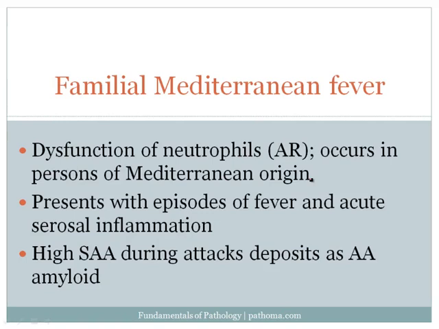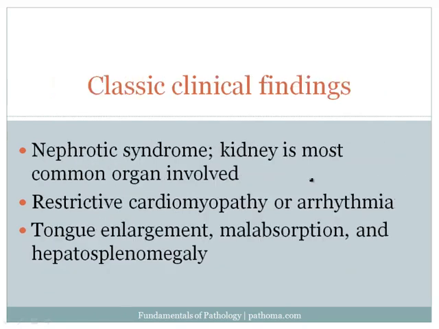Now, what's important for this particular discussion is that when a patient has an attack, there's going to be a lot of inflammation. A byproduct of that high inflammation will be production of acute phase reactants, and one of those acute phase reactants is SAA. And so if SAA is produced during an attack, that can deposit as AA amyloid, which can then result in amyloidosis, secondary amyloidosis.